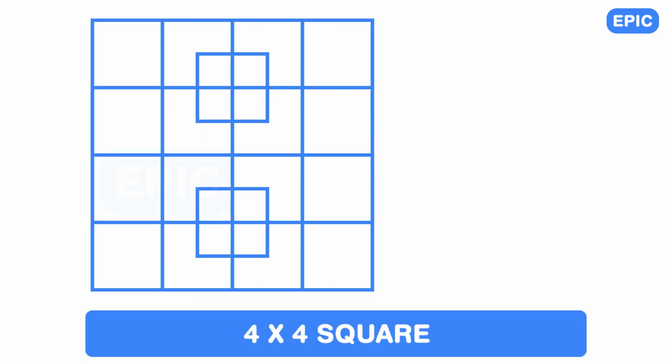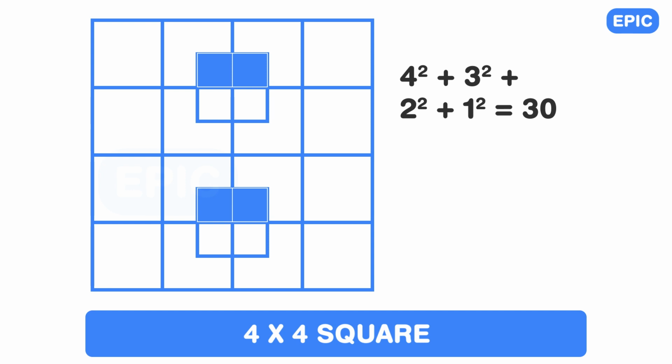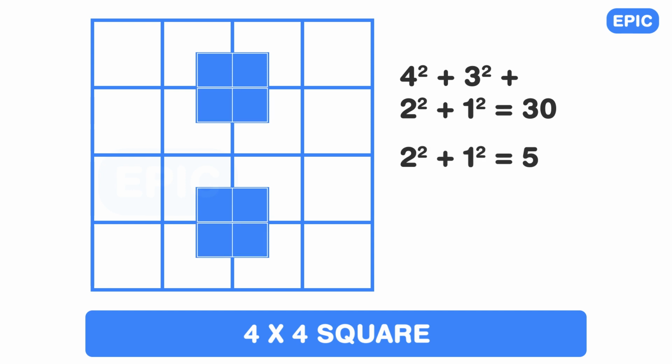For the given figure, it is a 4 cross 4 square, so the number of squares will be 16 plus 9 plus 4 plus 1, which is 30. Now, let us count the number of squares in the middle. A 2 cross 2 square will have 1 plus 4, that is, 5 squares. There are 2 such squares, so they together have 10 more squares. So, the total number of squares in this figure will be 30 plus 10, 40 squares.